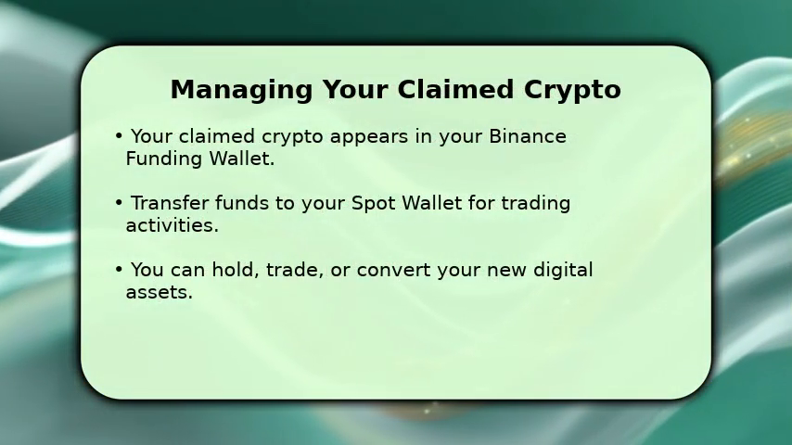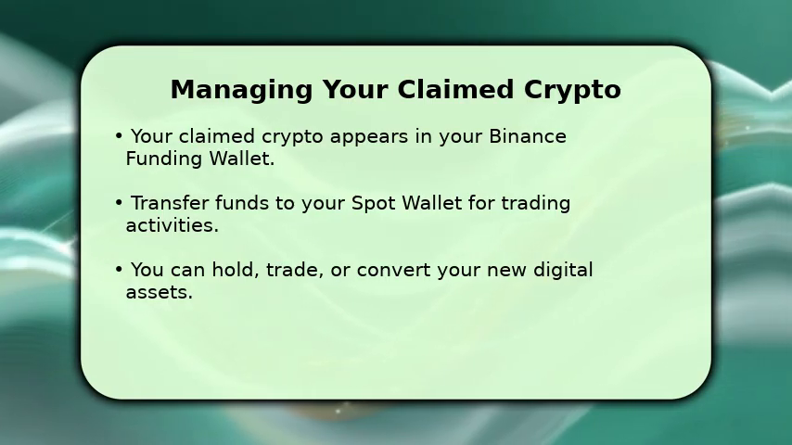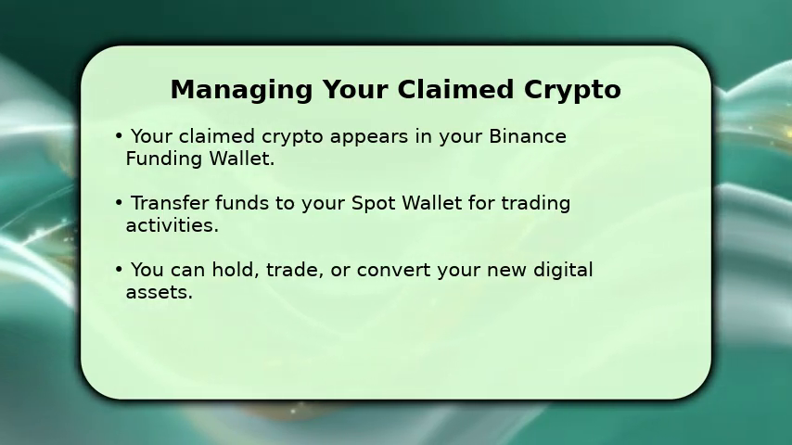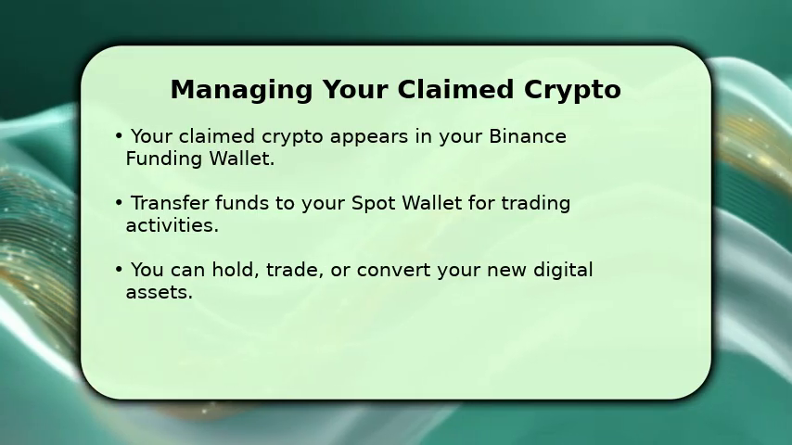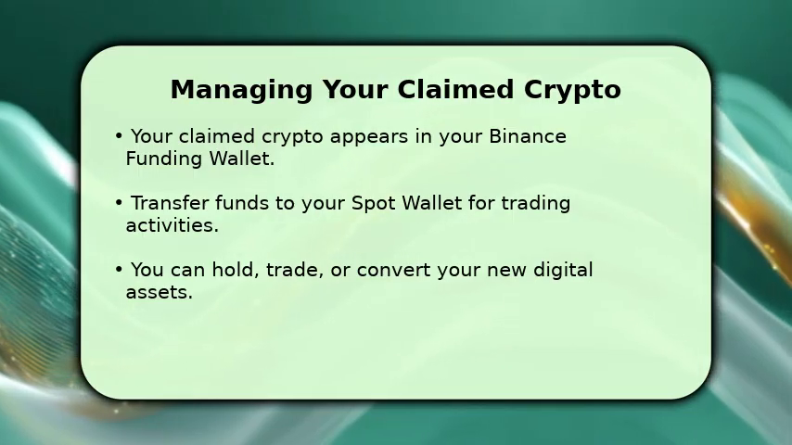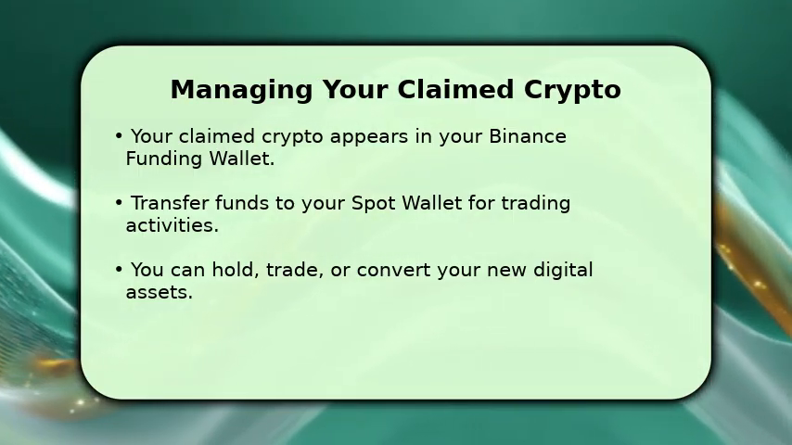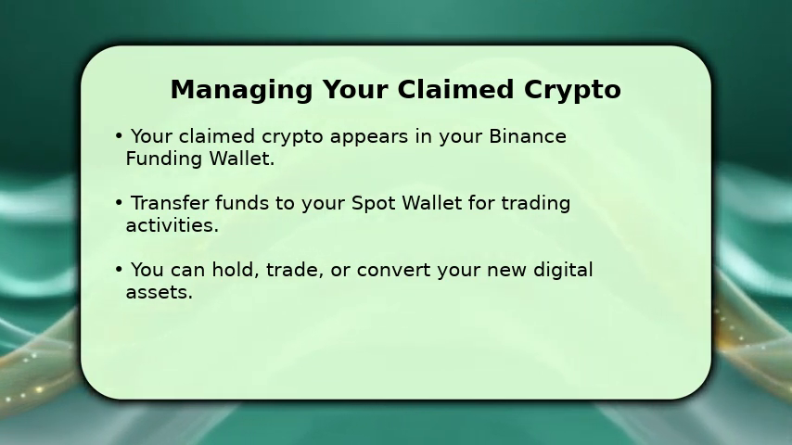After successfully claiming, your cryptocurrency will be visible in your Binance funding wallet. From there, you have several options. You can transfer it to your spot wallet if you wish to trade it for other cryptocurrencies or fiat. Alternatively, you might choose to simply hold onto your new assets or even convert them to a different coin.